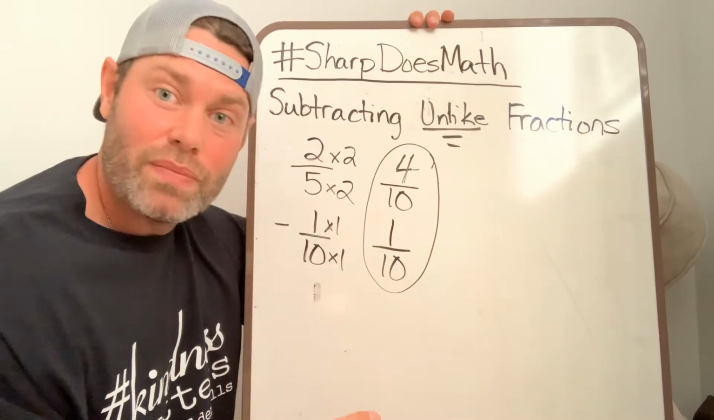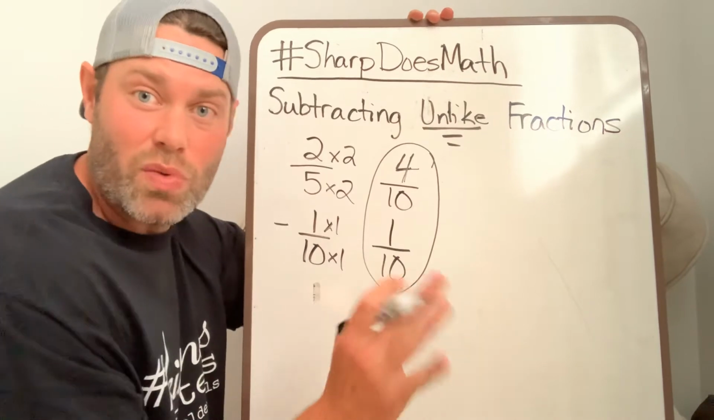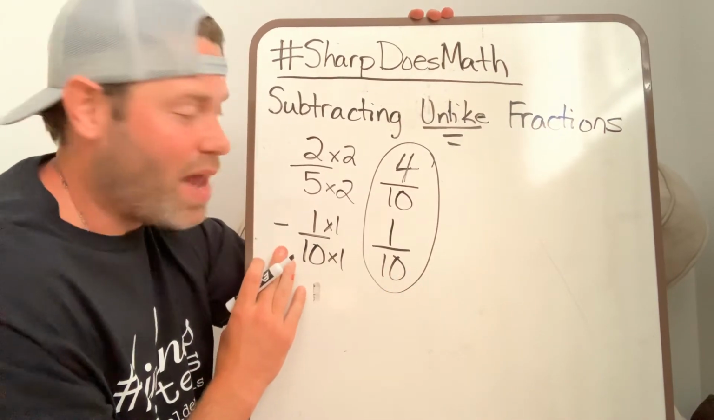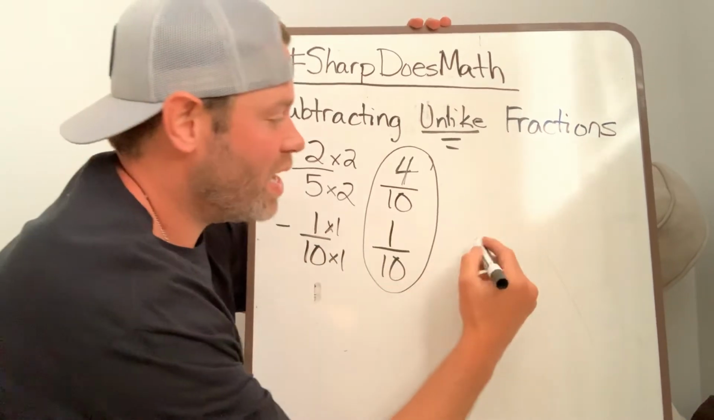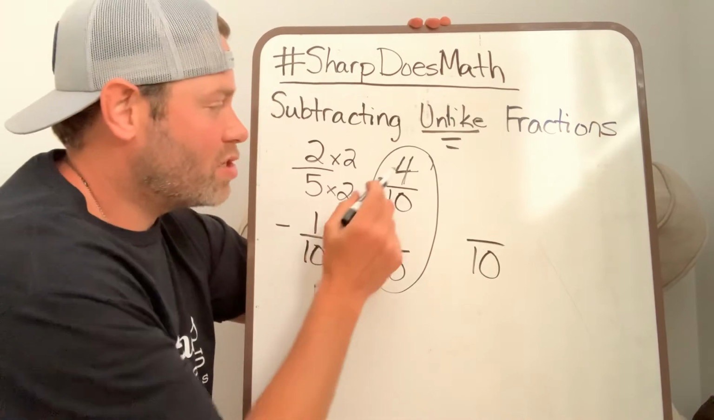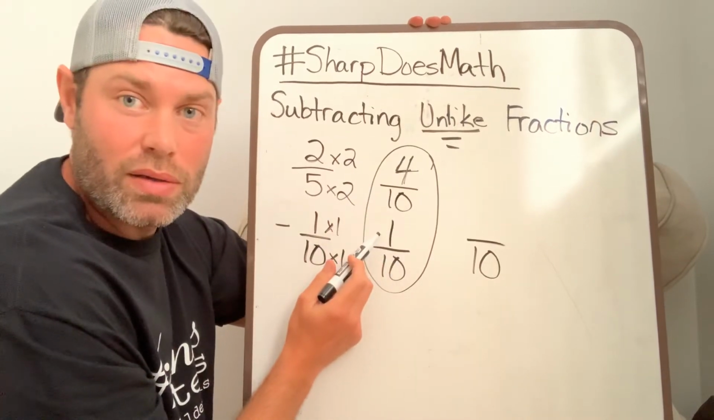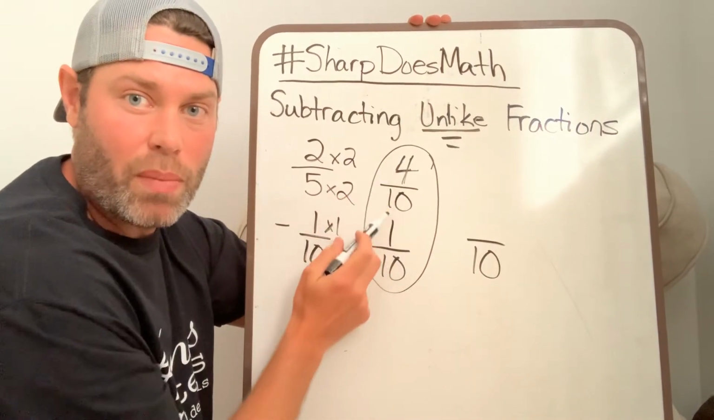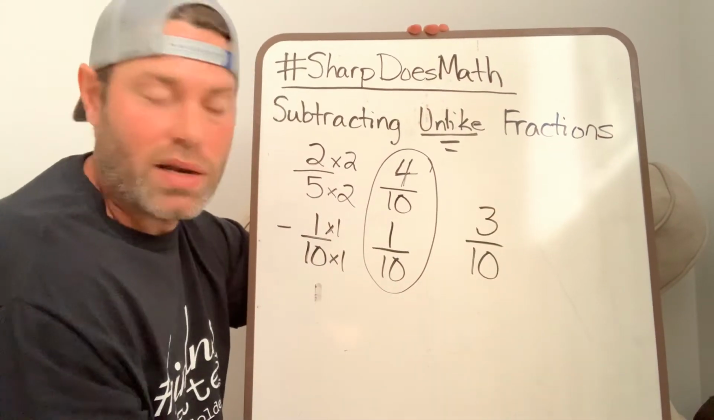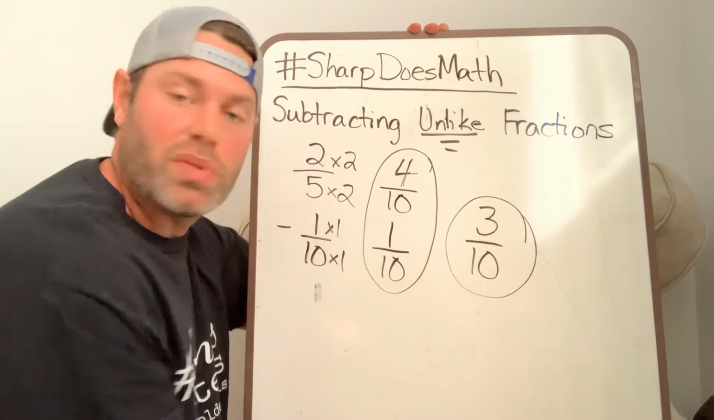And again, just like the last video, if you watched it, now we're just subtracting instead of adding. Okay, so my denominator 10 is going to stay the same. All right? And now I just take my numerators, 4 minus 1, and that's 3. And that's it, 3/10. That's already in simplest form.